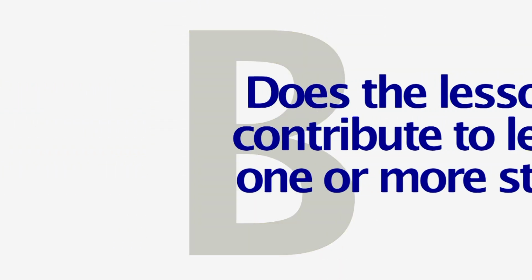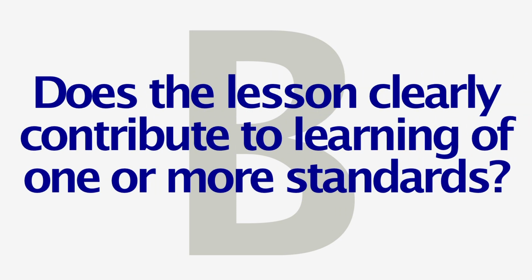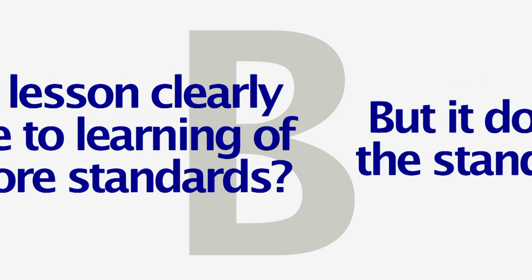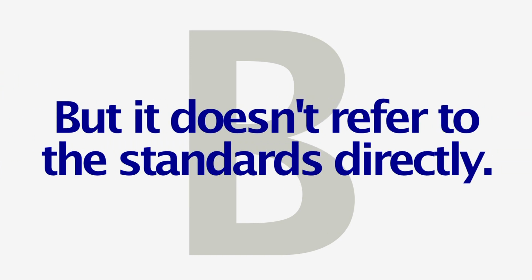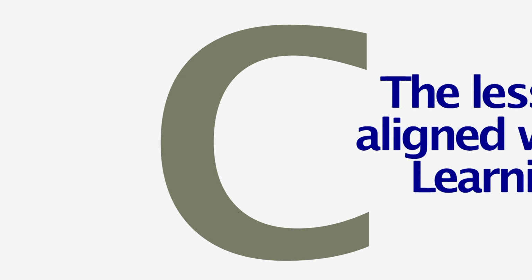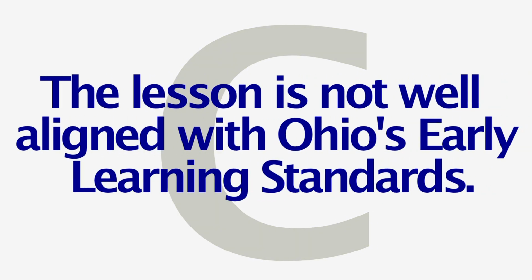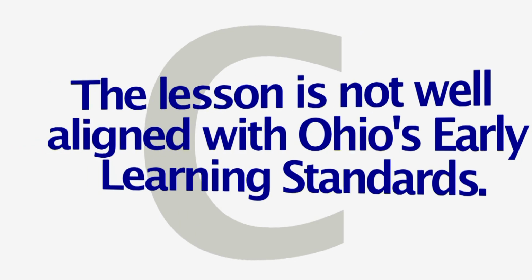How about B? Maybe the lesson clearly contributes to student learning of one or more of the standards, but it doesn't really refer to them directly or use the same language as specific standards. Or maybe C, the lesson is not well aligned to the Ohio standards because it doesn't address any of the content appropriate for the age level you teach.